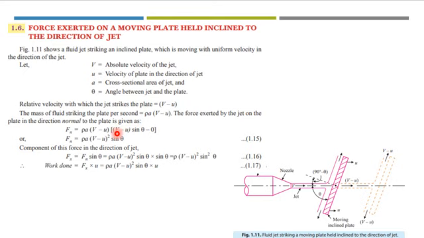(v minus u) sine theta is the velocity component in the normal direction, and the final velocity is 0. So the normal force will be rho a into (v minus u) whole square into sine theta, and the component of this force in the direction of the jet, that is Fx, will be calculated by resolving this force into x and y components. So Fx will be Fn sine theta, or Fx will be equal to rho into (v minus u) whole square into sine square theta into a.